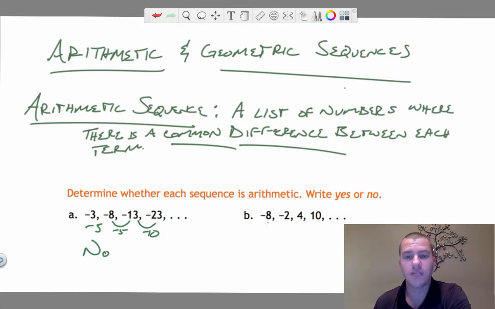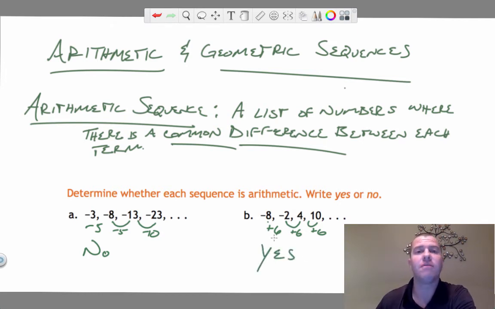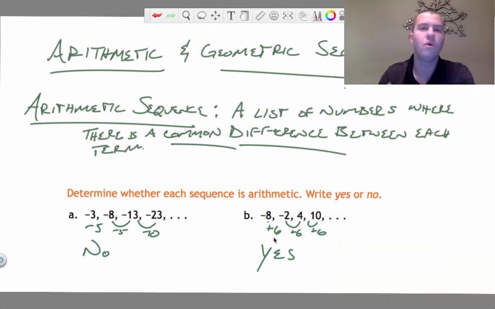For this next one, to get from -8 to -2, I'm going to add a +6. To get from -2 to +4, I'm adding a +6, and again a +6. Because I'm adding a +6 every time to get the next term, this is an arithmetic sequence. I know you're used to saying arithmetic for this word, but you will more than likely hear it as arithmetic when it's being referred to as a sequence or series, which is what we're doing here.